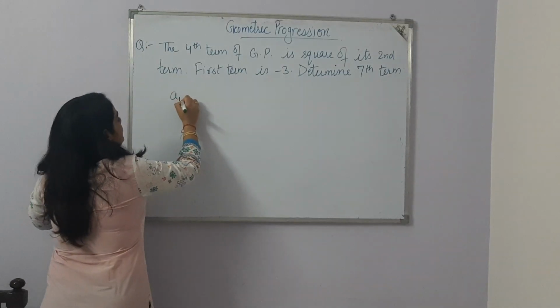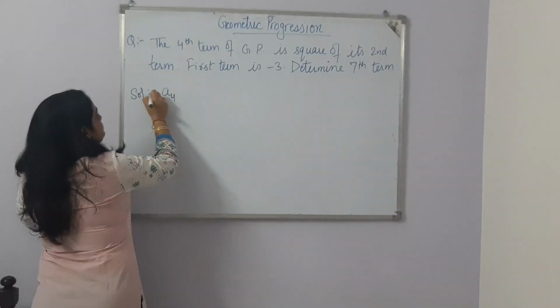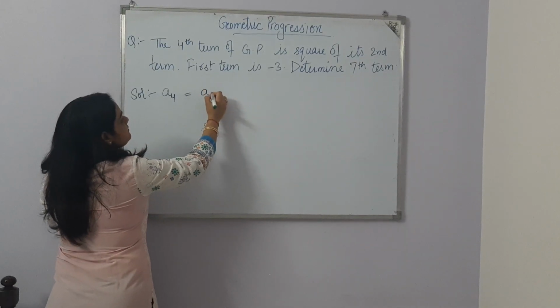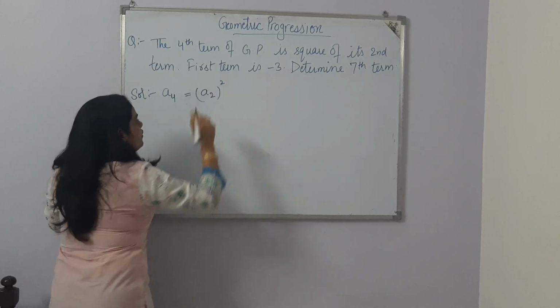The question is, the fourth term of a GP is the square of its second term. Now one condition is given to us. What is the condition? The fourth term, that means A4, of the GP is the square of its second term, that means A2's whole square.